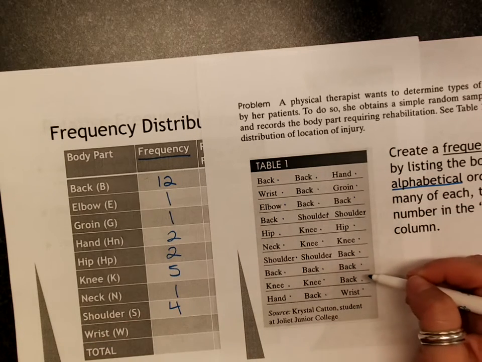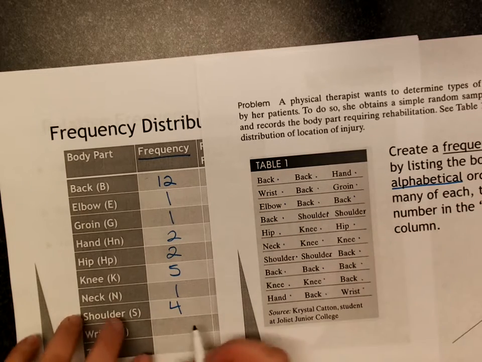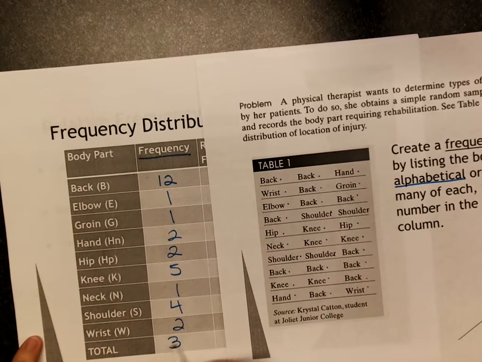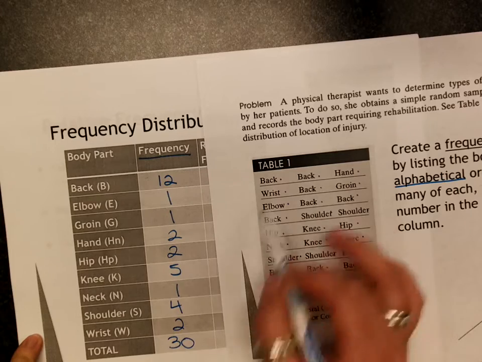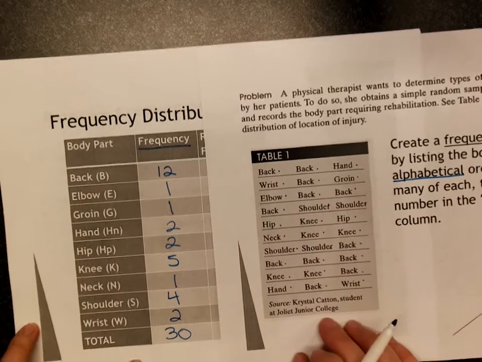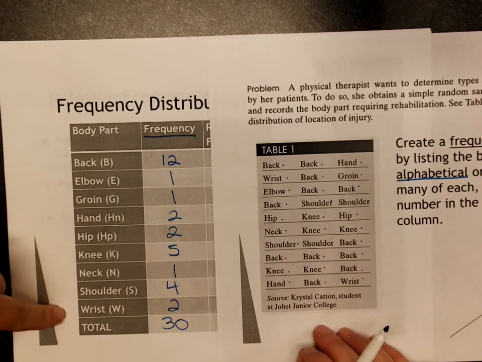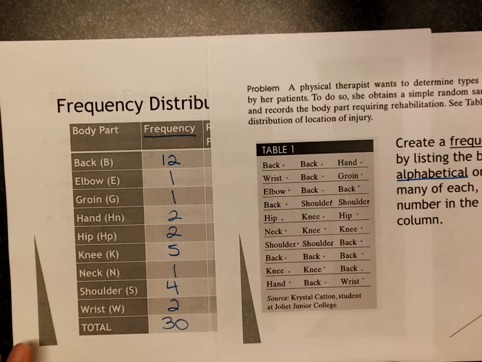2 wrist. And if we did this right, if we add up all of our frequencies, we should have a total of 30. Because it represents all 30 from the sample. So those are our frequencies for each of the categories. They should total 30.